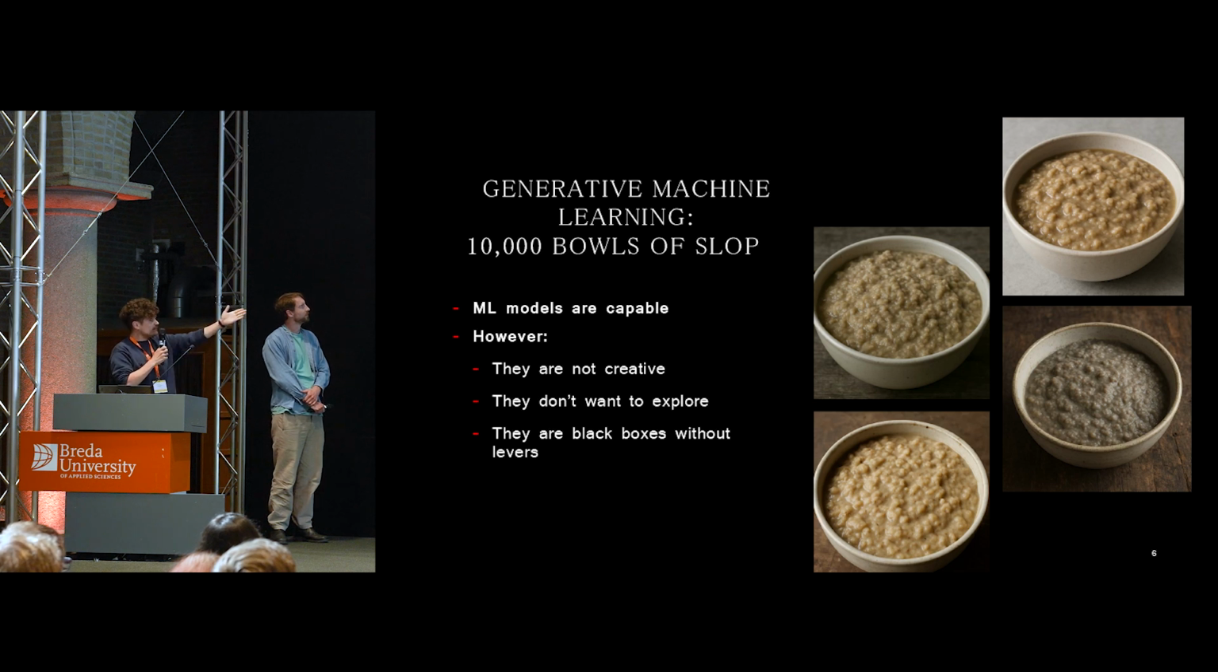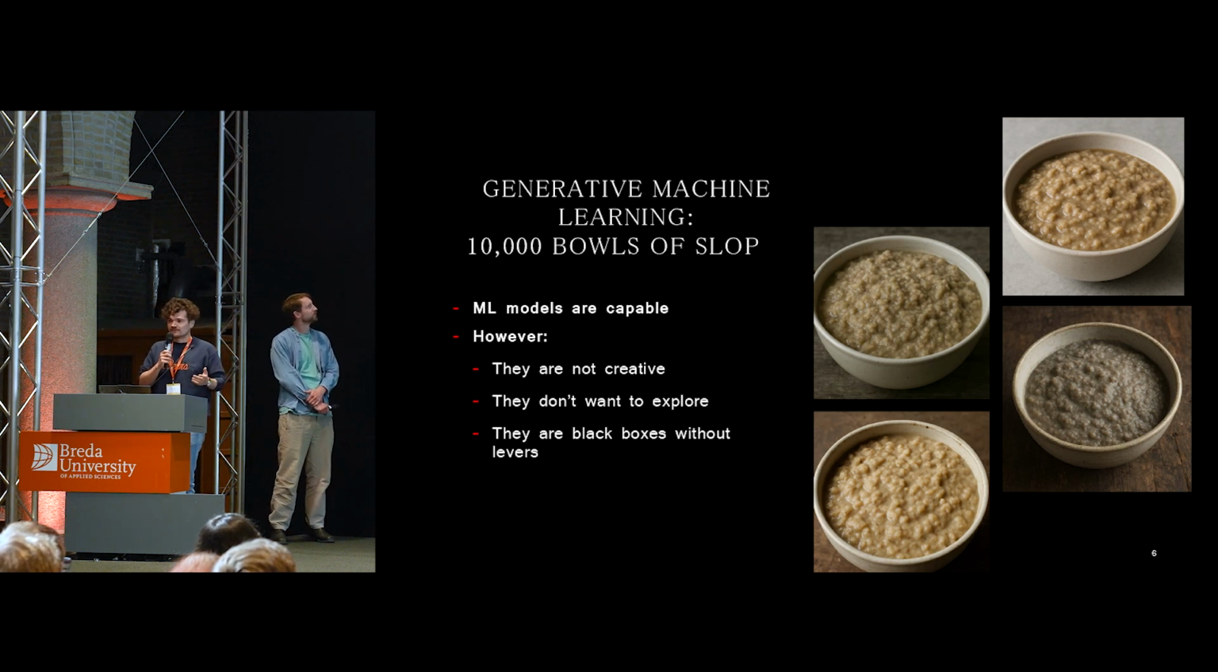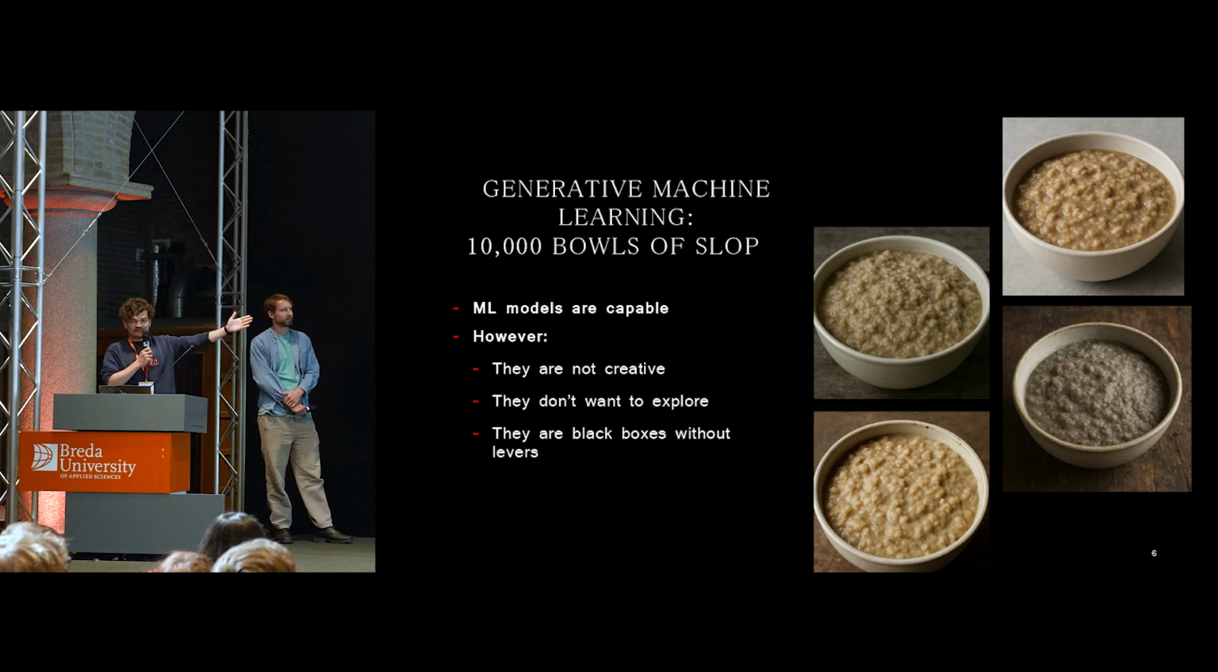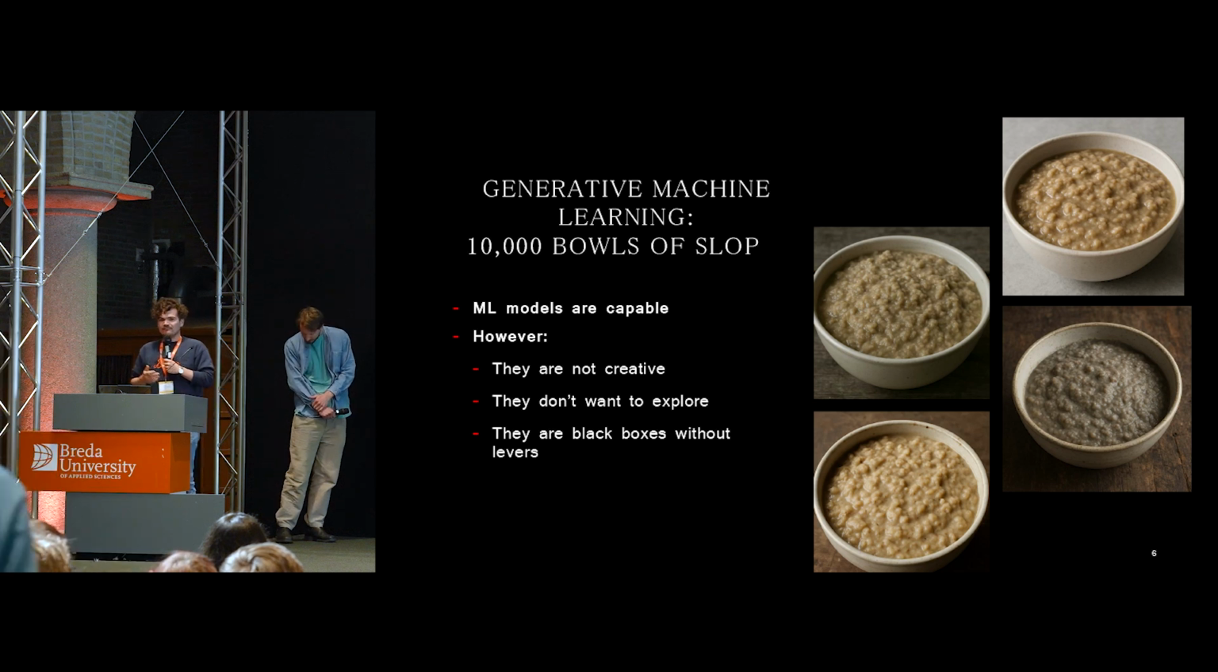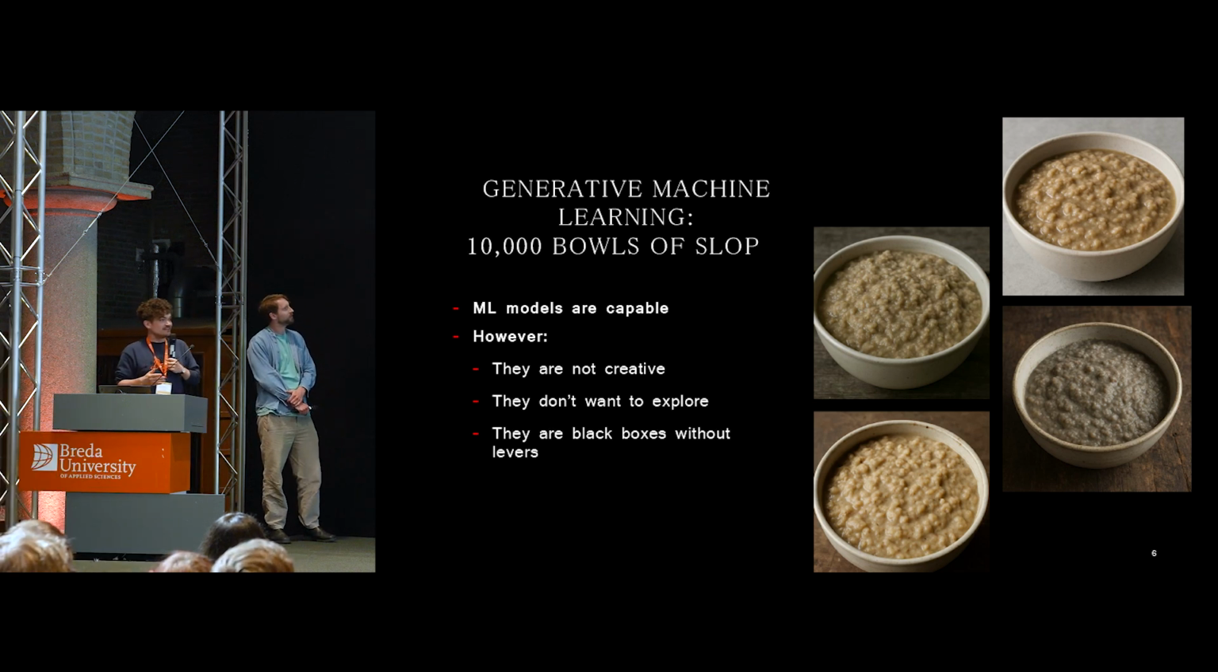And we find that ML models are capable. So I asked ChatGPT to make me a bowl of slop, and it gave me this incredible image of a bowl of oatmeal. If you'd shown me this 10 years ago and told me an ML model had created this, I'd say that's impossible. The level of detail, the composition, the fact that it interpreted me saying slop and turned it into oatmeal is amazing. And it's hard to deny that is obviously very impressive.